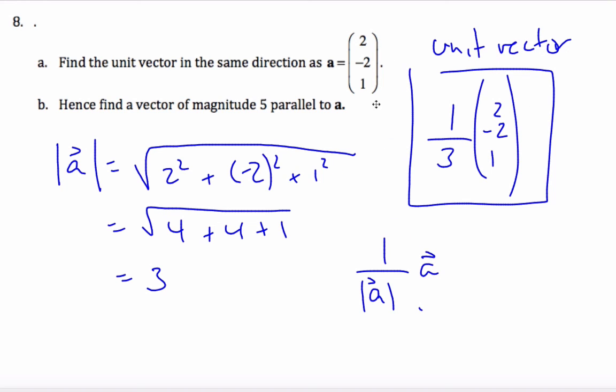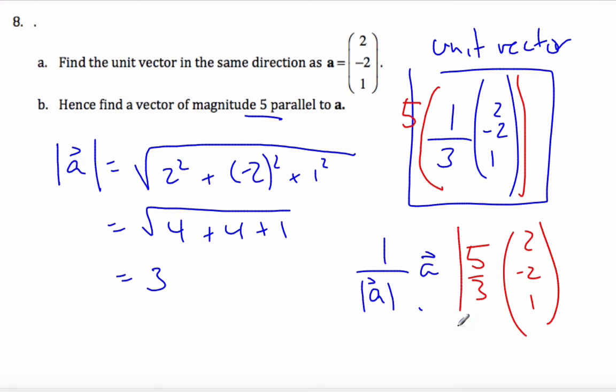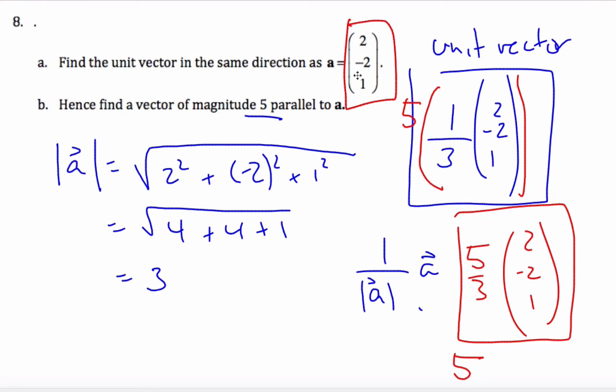Now that I know this is the unit vector, I want it to be 5 long. I take this unit vector and I multiply it by 5. And so now I have (10/3, 10/3, 5/3), a vector of length 5 in the direction of this. And that's the end of our vector basics.